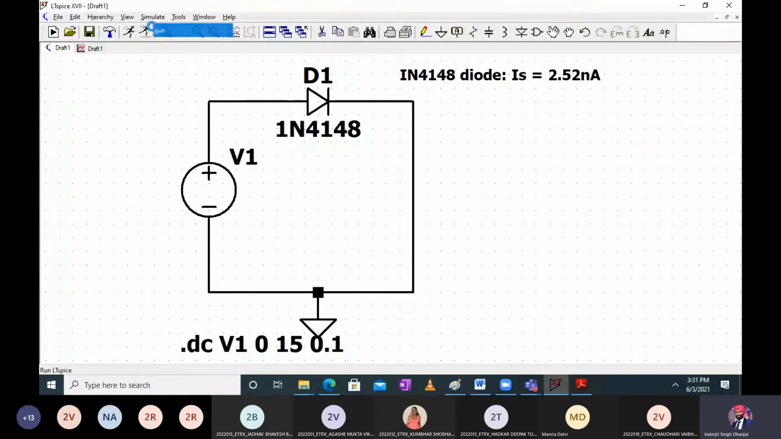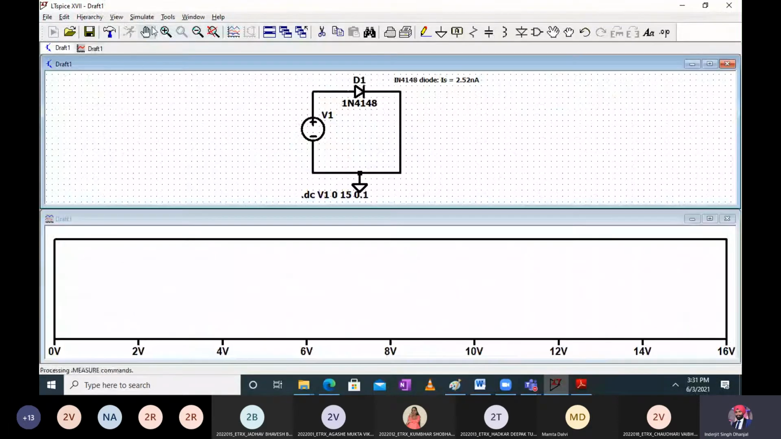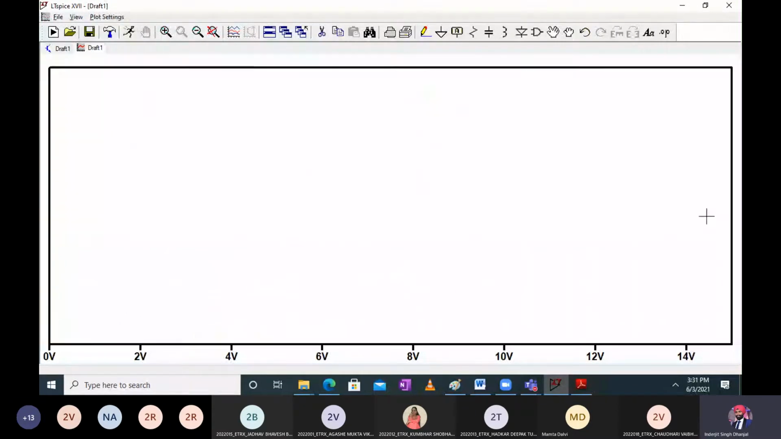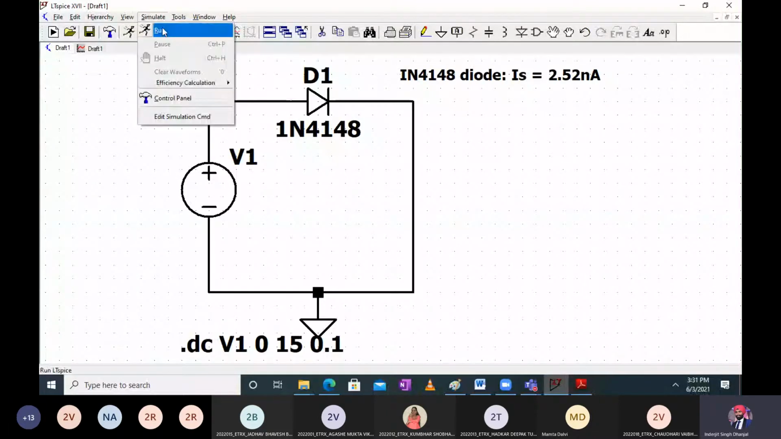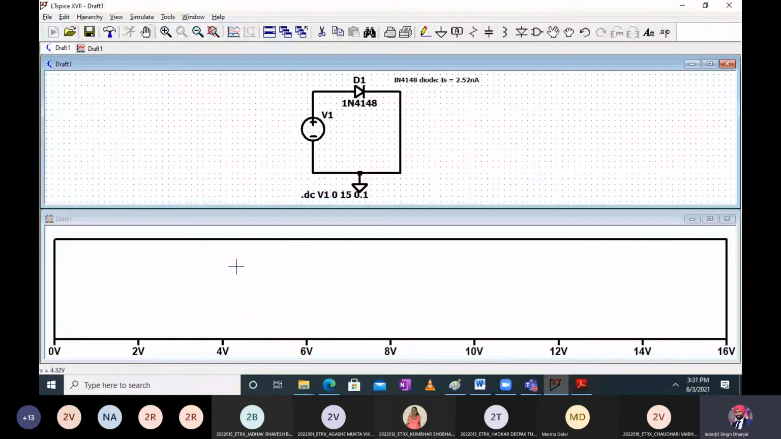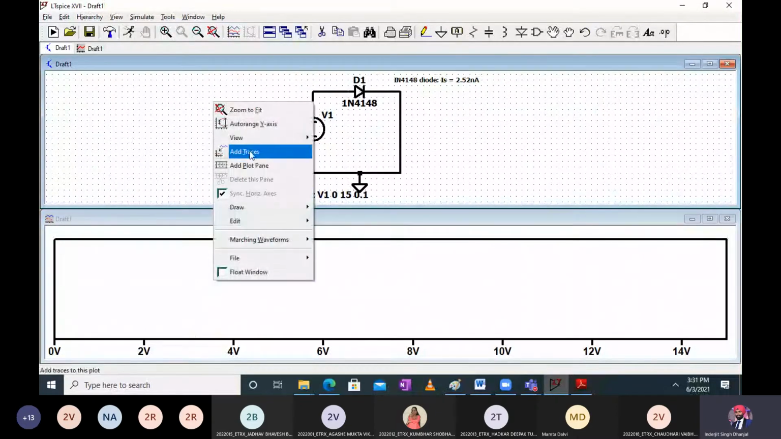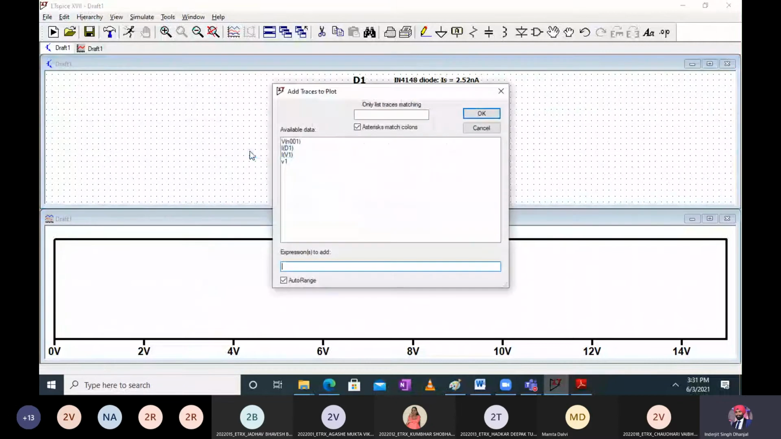So what we did, we just clicked on the simulation. So you will get a blank window. You can maximize it or you can keep it to twice only. It doesn't matter. So right click on that blank window and click on add trace.